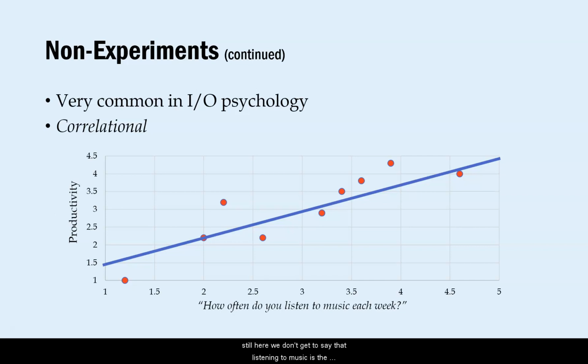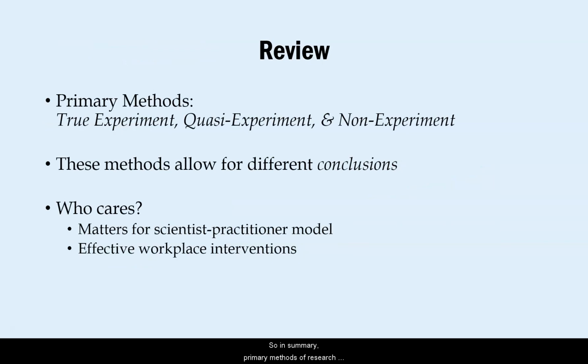But again, still, here we don't get to say that listening to music is the cause of increases in productivity. It's possible that people who are already more productive are the ones who listen to music because it doesn't get in the way of their productivity because they're already so much more efficient. Or the same kind of person who listens to music just happens to be the same kind of person who's more productive. So, in summary, primary methods of research include true experiments, quasi-experiments, and non-experiments. They might look the same, but they allow for different conclusions.